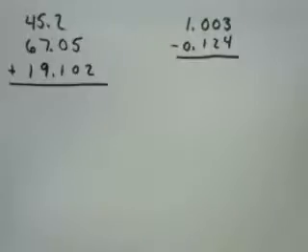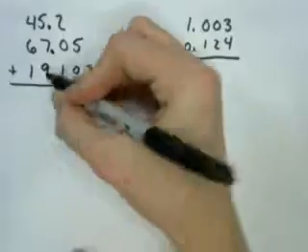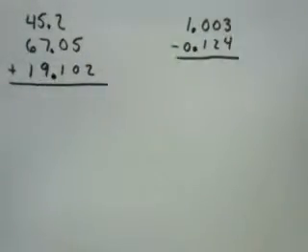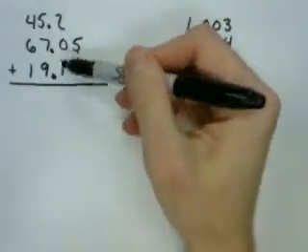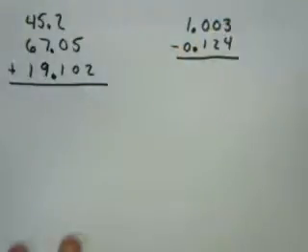So here I have two problems in front of me, and one important thing to notice about these problems is that the decimal points are all lined up. When you line up the decimal points, that causes the place values to be correctly added together. So I'm adding all my tenths together, my hundredths together, my thousandths together, so on and so forth.